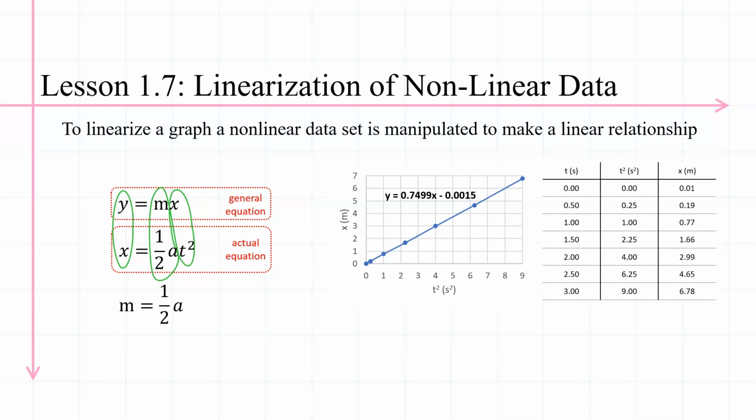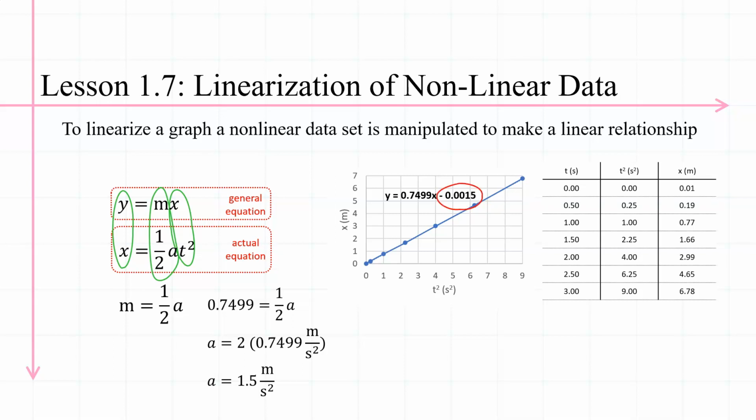I've done my linear regression on this using Excel, so I know that my y value, which in this case is x position, equals 0.7499x, and then there's that extra term at the end. Let's go ahead and plug this into my slope equation. The slope is 0.7499, and I know that equals 1/2 a. Solve for a, multiply both sides by 2, and we find that our acceleration is 1.5 meters per second squared. So this was an effective way to figure out what the acceleration was in this data set.